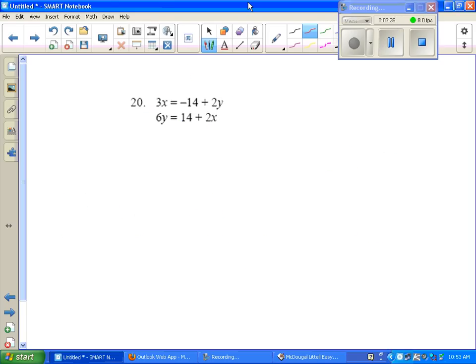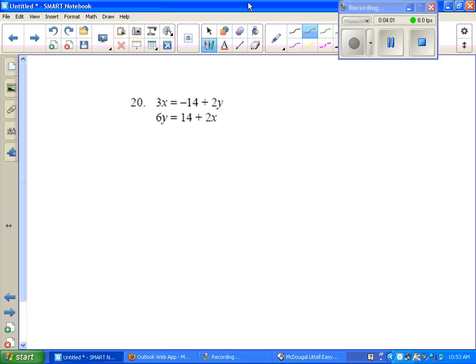Number 20 says 3x equals negative 14 plus 2y, and 6y equals 14 plus 2x. Okay, notice we're still using at this point combination, or what's also known as elimination. But notice your x's are not on top of your x's, y's on y's, and constants on constants. You need to make sure that happens first.